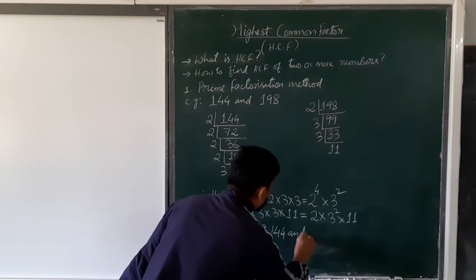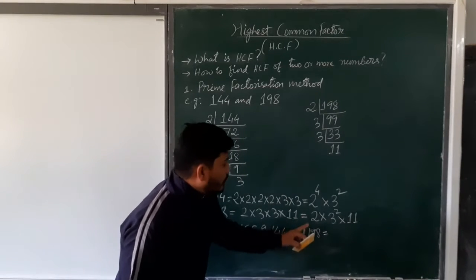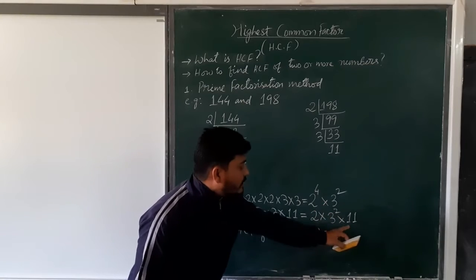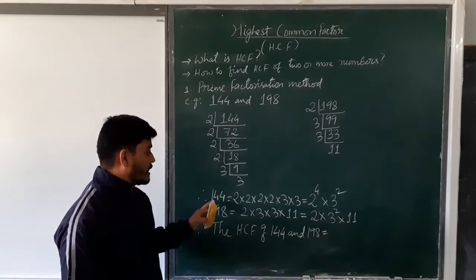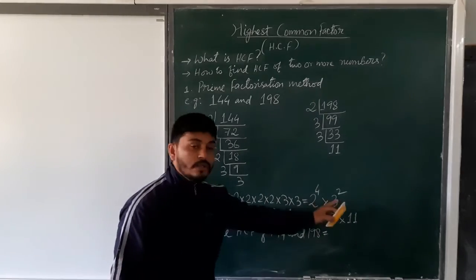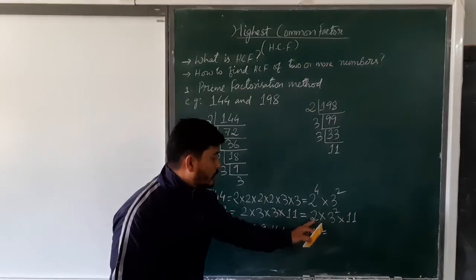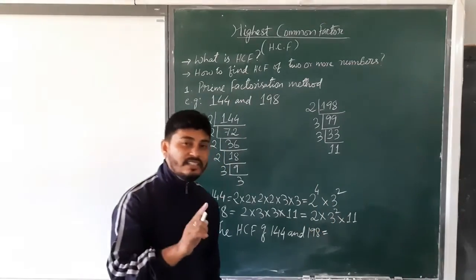144 and 198. So here you see we have the common factors 2 and 3. The factor 11 is there only in 198, but it is not there in 144. So this 11 will not be considered. So we have to consider only the common factors, and that is also with the least power.